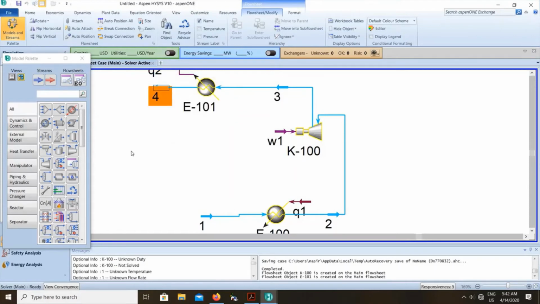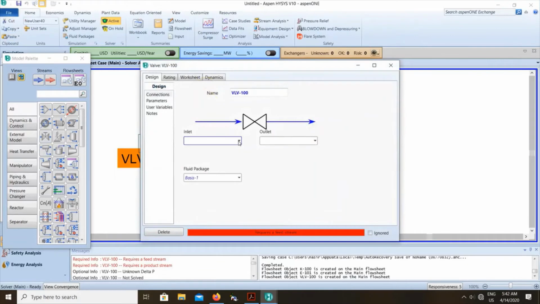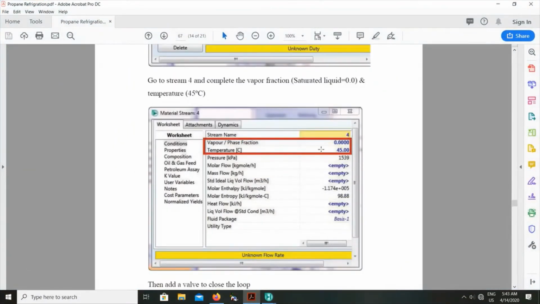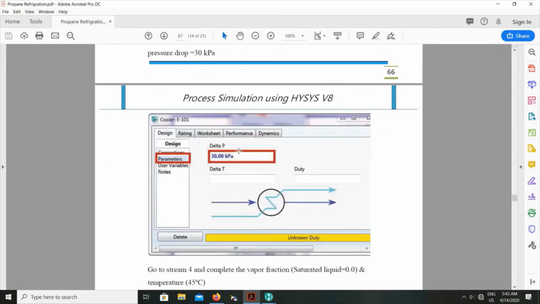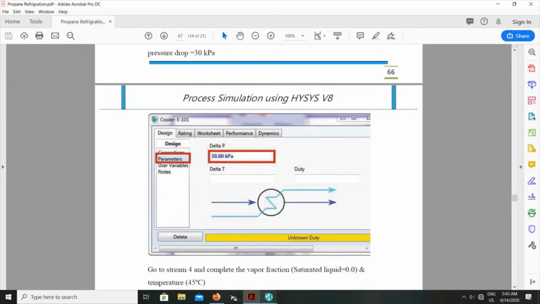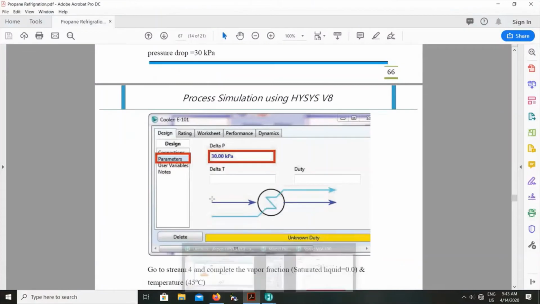After this one we need to install a valve. So click on the control valve, put it here, double click and open this one. The inlet to this one is 4, and for the outlet, let's first check if we missed anything. Yeah, we missed something. We need to provide the vapor phase fraction and the temperature for the outlet stream, the fourth stream.